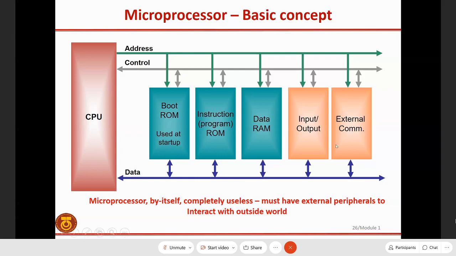And this one is for input output, because of course the data that is read from the external environment must be stored somewhere. So the ports that are connected to the CPU or to the microcontroller need to have a memory address also. So this is what input output is used for.